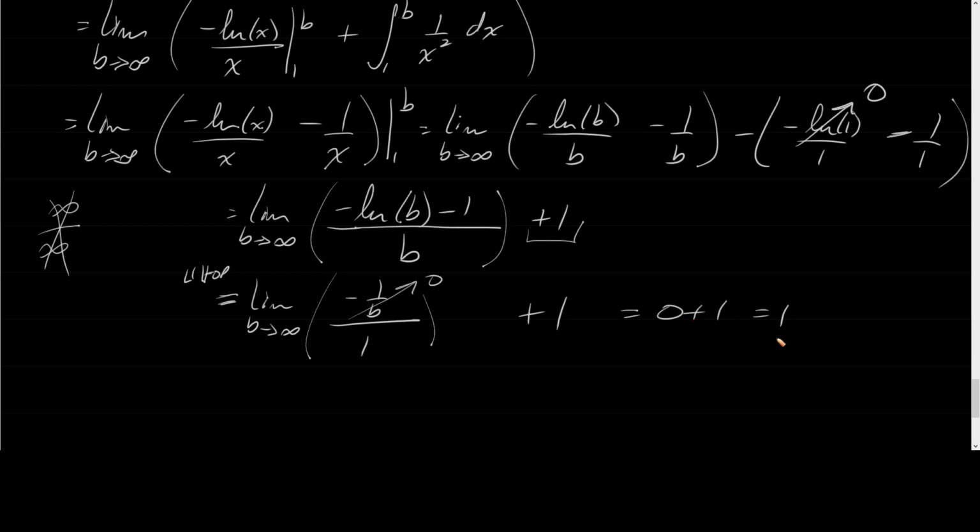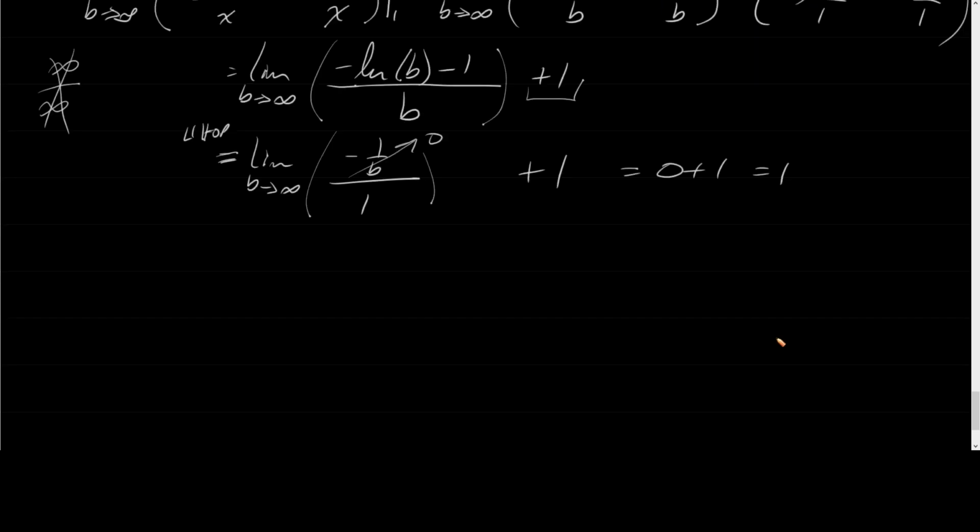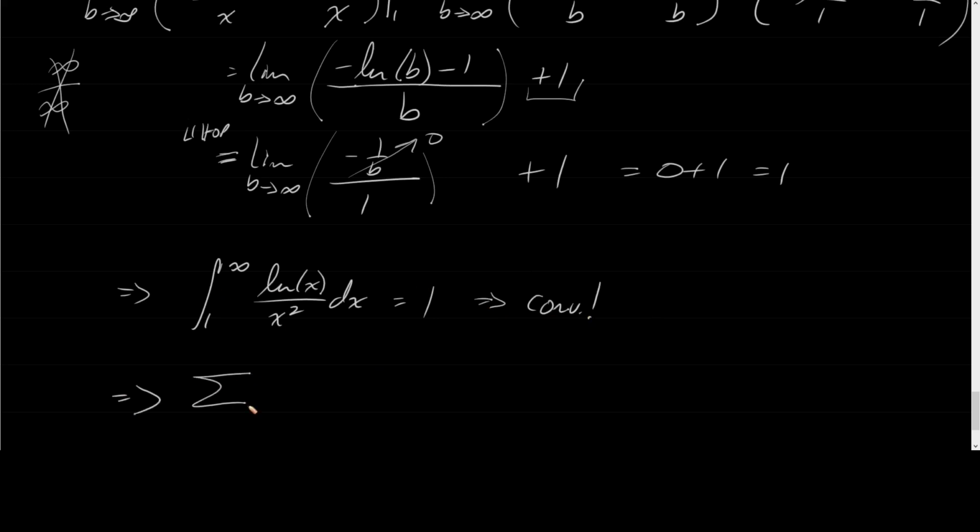So what do we find here? What we found here is that this integral of ln of x over x squared, so this tells us that the integral from 1 to infinity of ln of x over x squared dx equaled 1, which implies convergent. And because this integral is convergent, that tells us now that the series from 1 to infinity of ln of n over n squared also converges by the integral test.